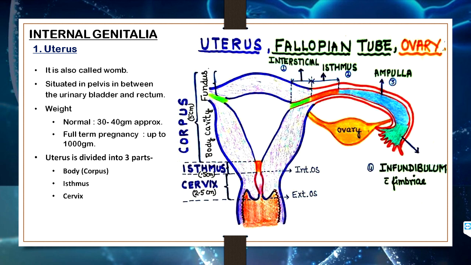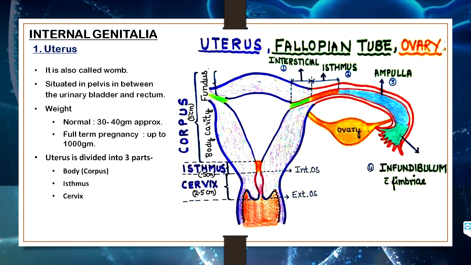So next you can see, as in the diagram, that the uterus has been divided into 3 main parts. First is the corpus, also called the body. Second is the isthmus, below the corpus, and the third one is the cervix.